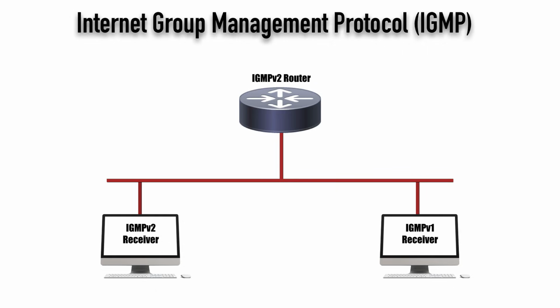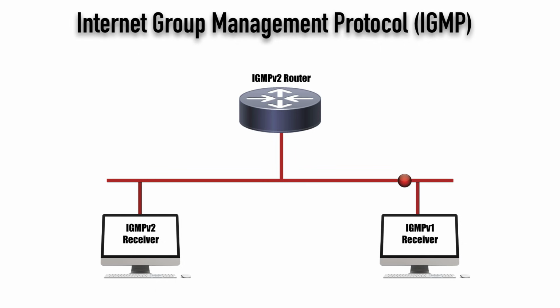A lot of people think the M stands for multicast, but actually it stands for management. The Internet Group Management Protocol. And we've got different versions of IGMP. Here on screen, the rightmost PC is running IGMP version 1, and the one on the left is running IGMP version 2. And the router's capable of doing IGMP version 2. Well, here's the difference between those two.